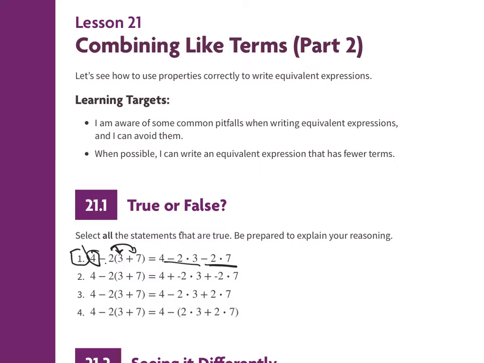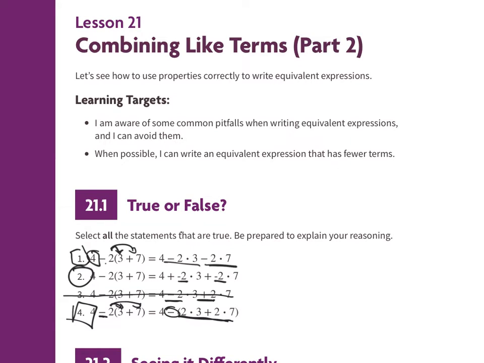Okay, number 2: 4, and then plus negative 2 times 3 plus negative 2 times 7. That one would also work because there's still a minus in front of the 2. Even though they turned it into an addition problem, it's still the same. Okay, number 3, the minus has to stay with the 2 there. It does not stay with the 2 there, so number 3 doesn't work. And then number 4 still has the minus sign here, and it goes 2 times 3 plus 2 times 7. So it does multiply the 2, and it does still keep the minus sign there, so that one will work as well. All right? So let's get into the good stuff.